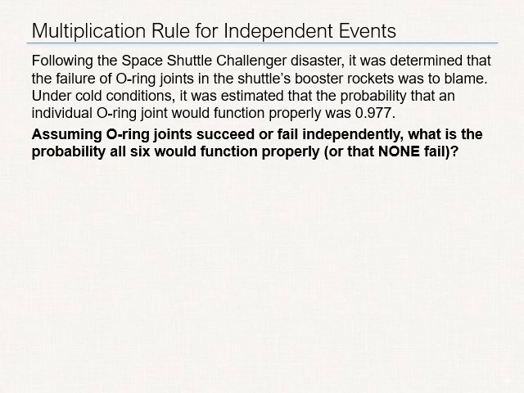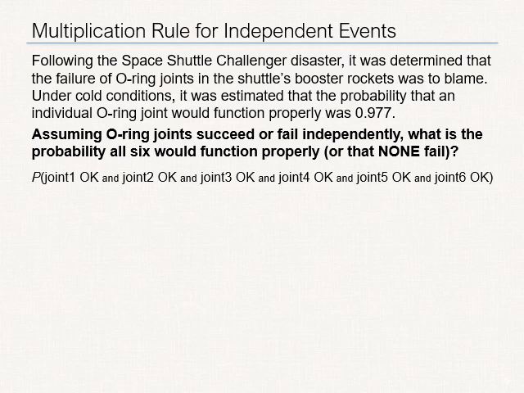In other words, that none of them fail, right? So we don't want any to fail. If one fails, it's really just as bad as two failing, because we only need one for the thing to explode. Two would just be that much worse. So we need all six to function properly in order for this shuttle to take off properly. We want to know the probability that joint 1 is going to be okay, and joint 2, and joint 3, and joint 4. There are 3 O-ring joints in each of the 2 solid rocket boosters, so we need all 6 joints to function properly.